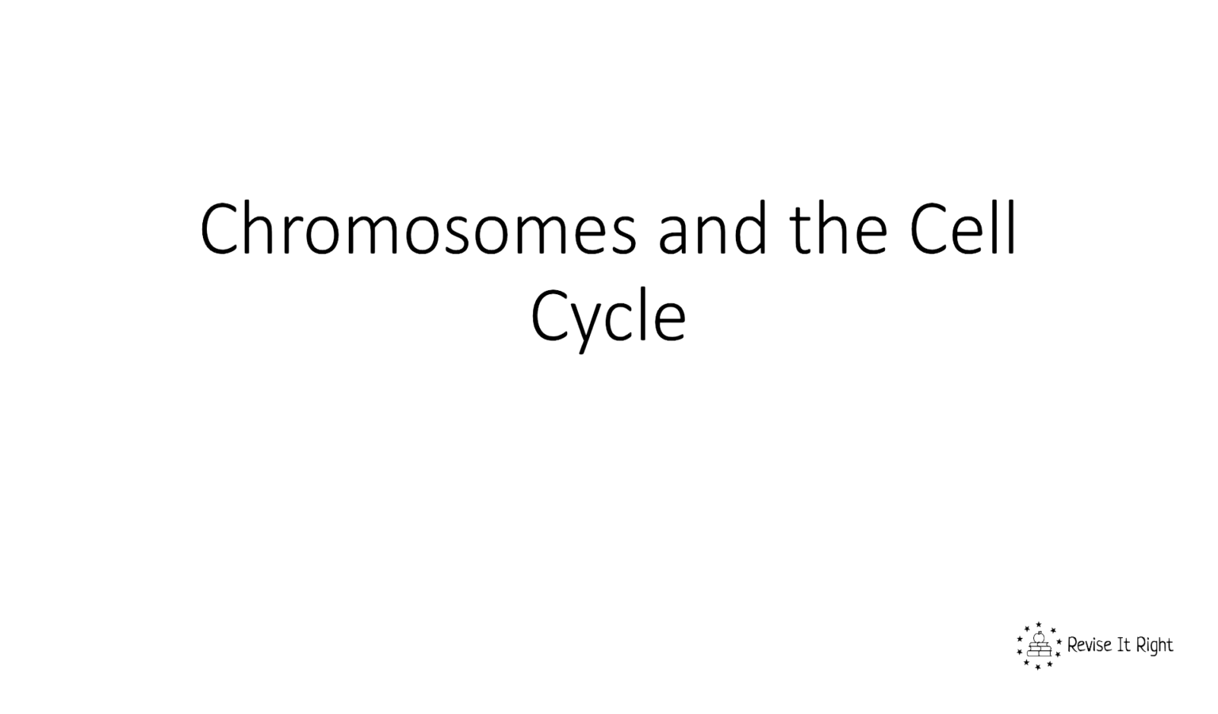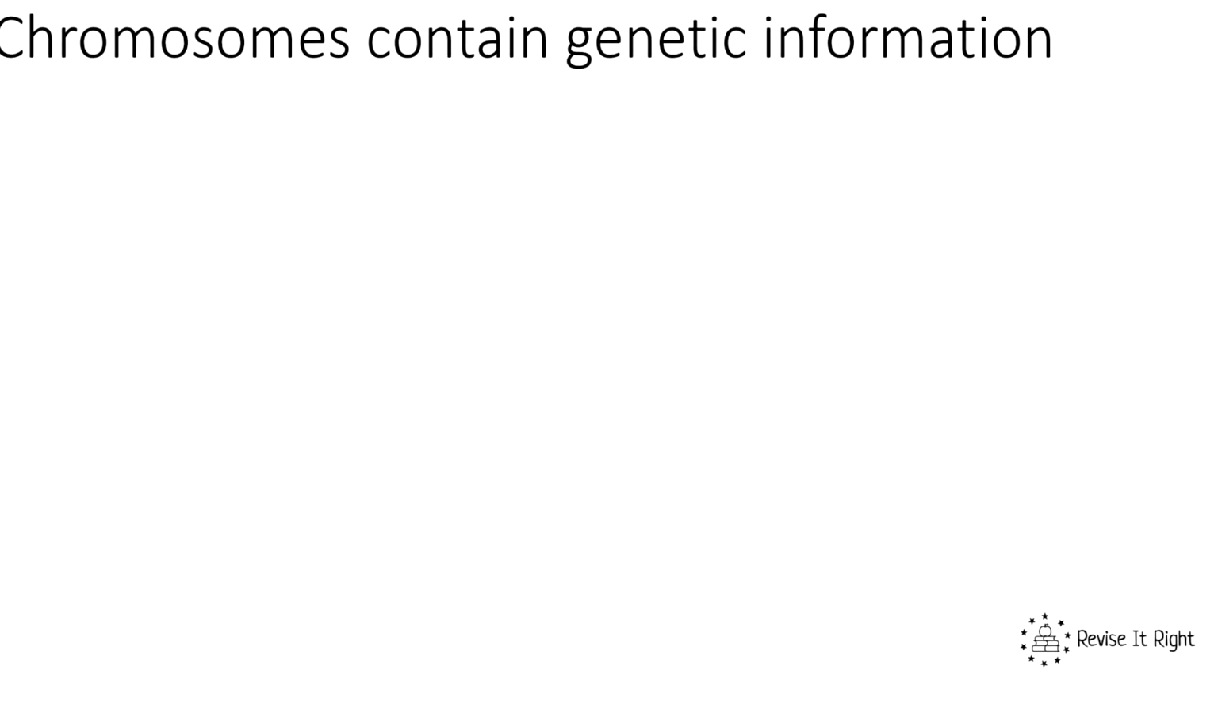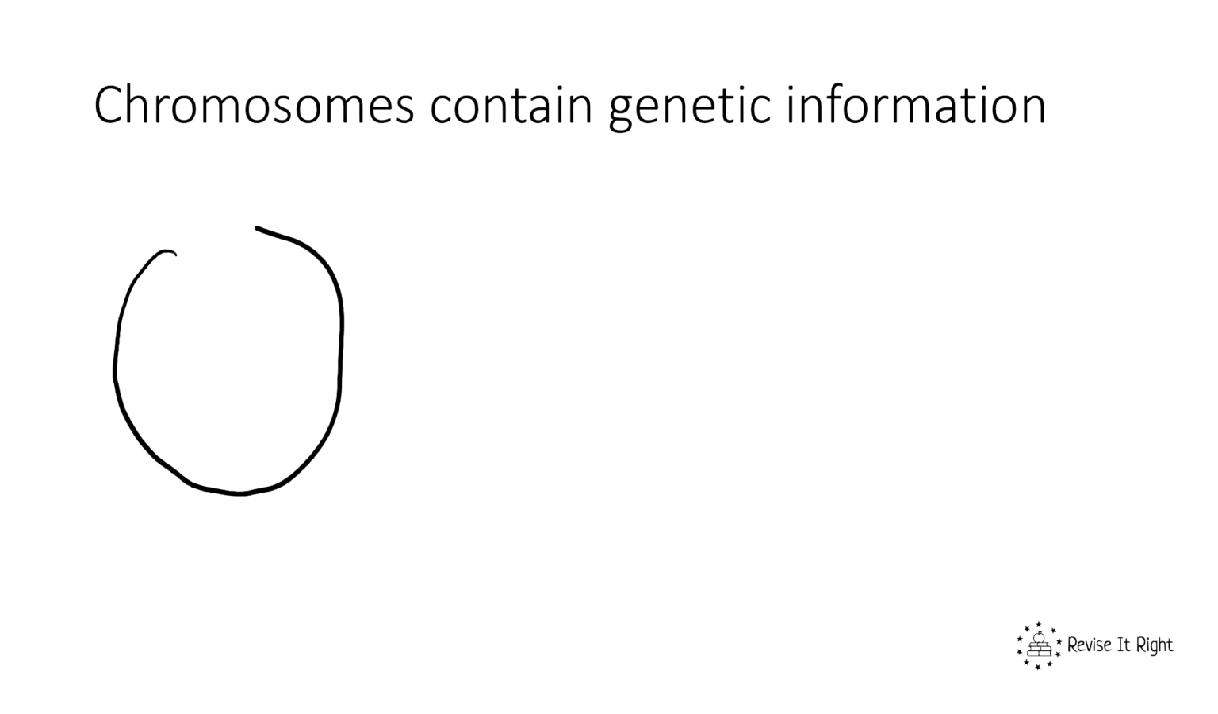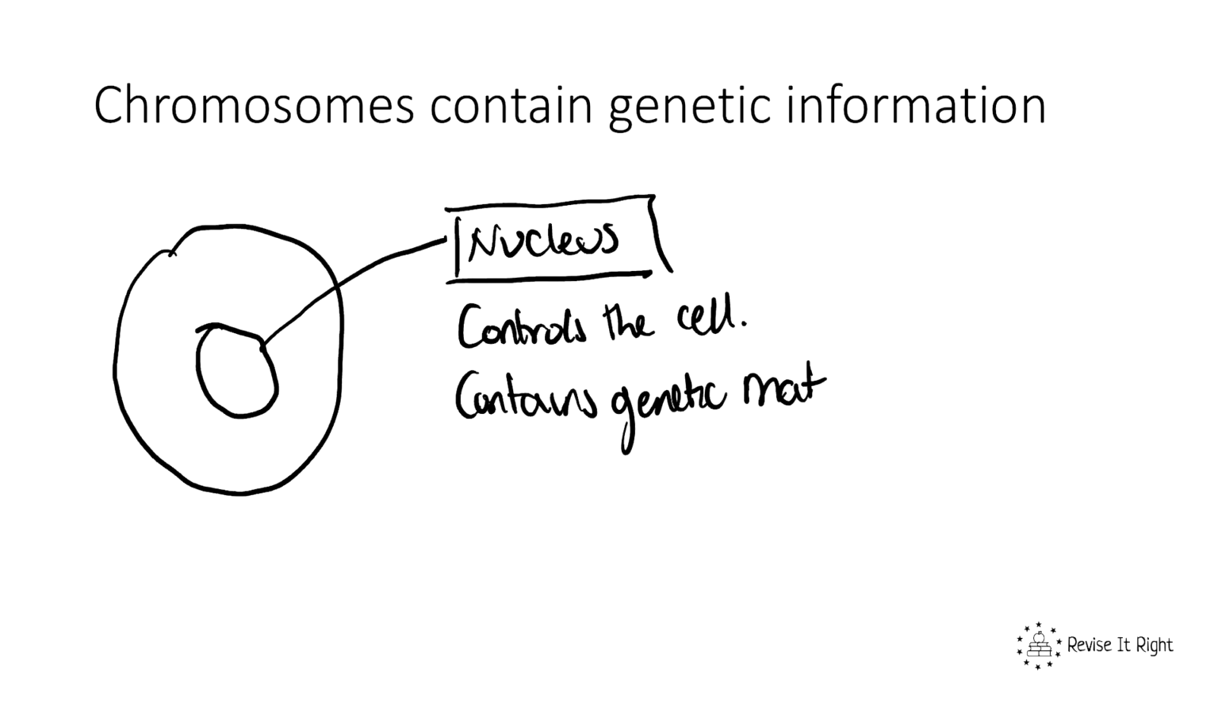This video is on chromosomes and the cell cycle. Now chromosomes contain genetic information. I'm going to draw here a diagram of an animal cell. Okay, now you'll remember that the nucleus controls a cell, but more importantly for this video, contains genetic material. Now you find this genetic material coiled up in the form of chromosomes.